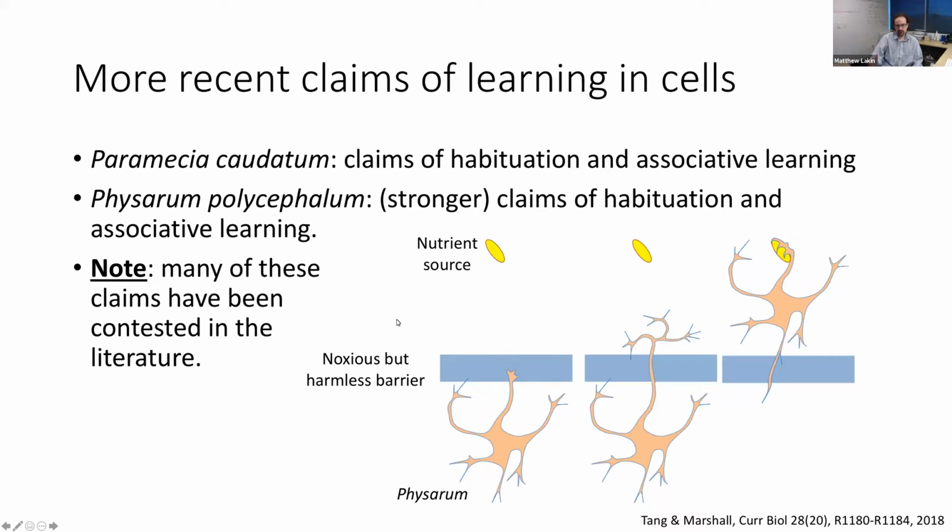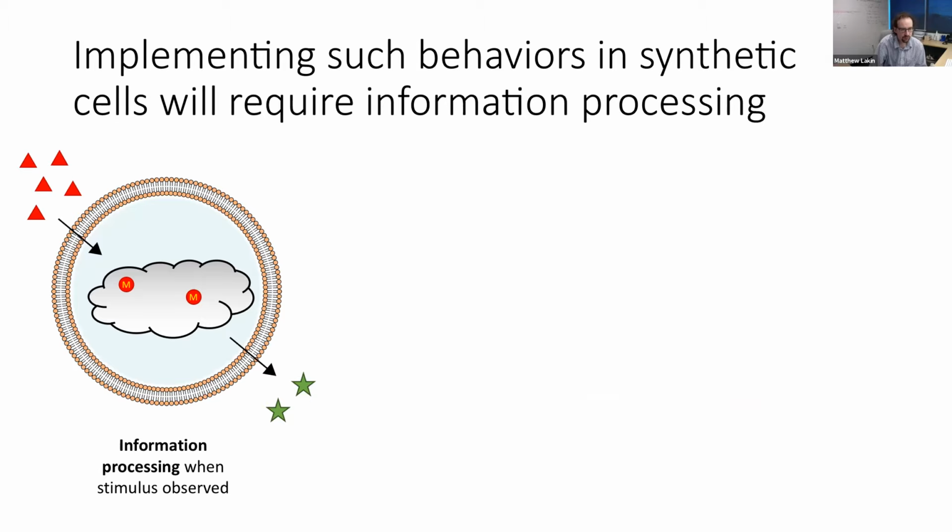And another thing worth pointing out is, again, many of these claims have been contested because with a single cell it is very difficult to know exactly what is going on. Is there some other change in the experimental conditions that is causing the modified behaviors? One of the research directions in my group has been to look at how such behaviors might be realized in chemical systems, and in particular the type of chemical systems that could be used to control synthetic cells. And the claim is that this requires some kind of information processing.